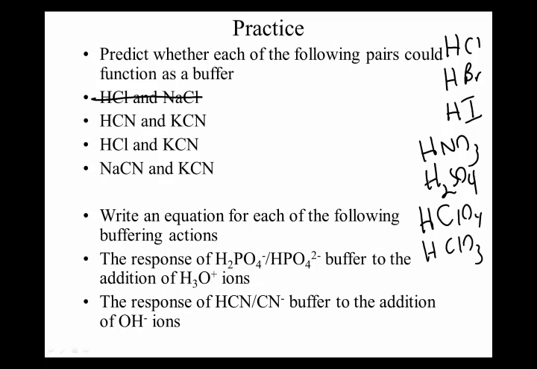Okay. How about this one? HCN and KCN. Well, you have to realize that this is going to dissociate, and this will be CN minus. This is a conjugate acid-base pair, and HCN is weak. So yes, this would be a buffer for sure. HCl and KCN. Well, right off the bat, they're not conjugates of each other, and HCl is a strong acid. That just isn't going to work.